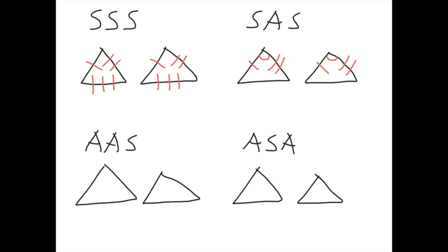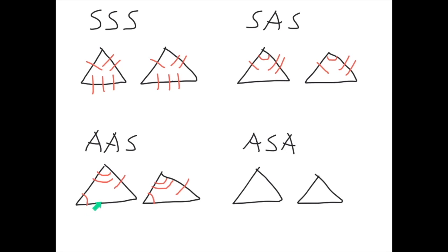Next is AAS, angle, angle, side. So if you have one angle congruent to another angle, and then a second angle congruent to a second angle, and then a side congruent to another side, then the entire triangles are congruent.